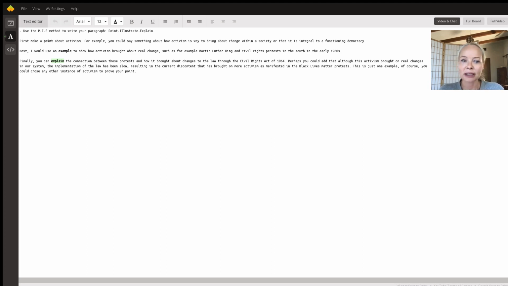And then finally, you can explain the connection between those protests and how it brought about real legal change through the Civil Rights Act of 1964, for example. So you could add that, and that's basically then you have it explained, but you could also add that this real activism brought on real change, although the implementation in our legal system has been slow.